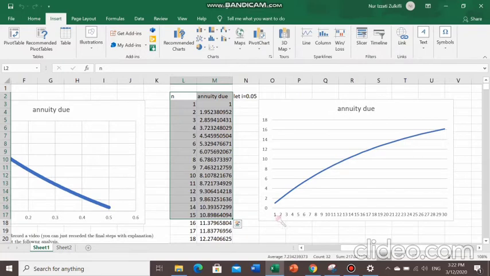As n increases from 1 until 30, the annuity due also increases from 1 until 16. So that's all from me. Thank you.